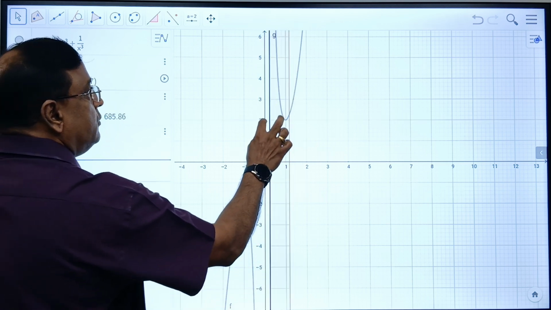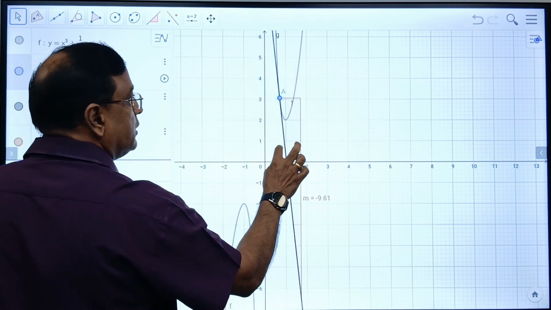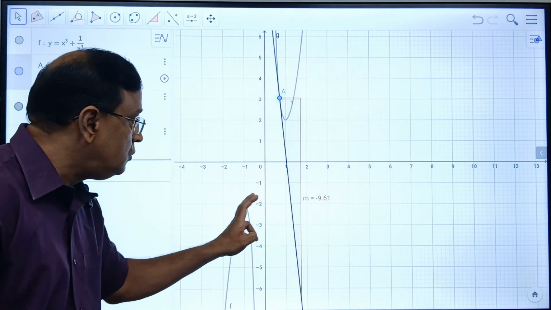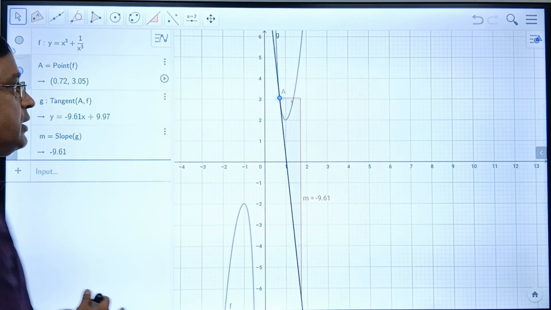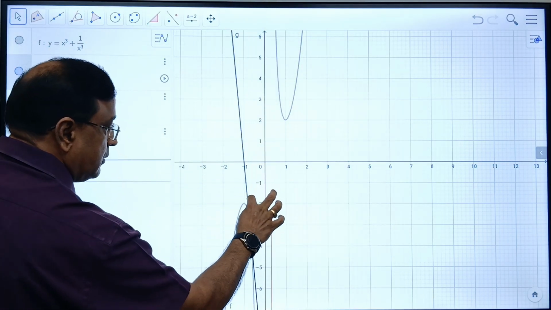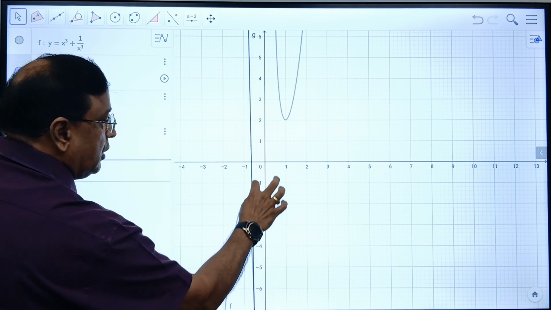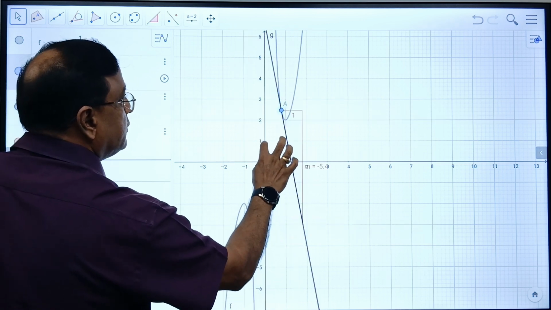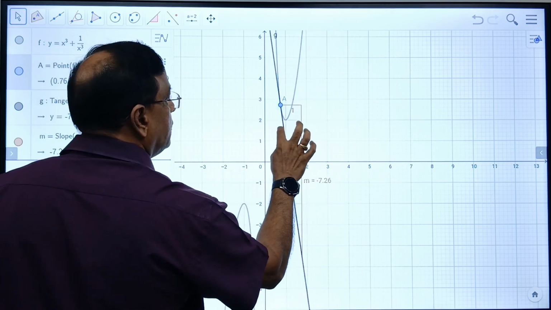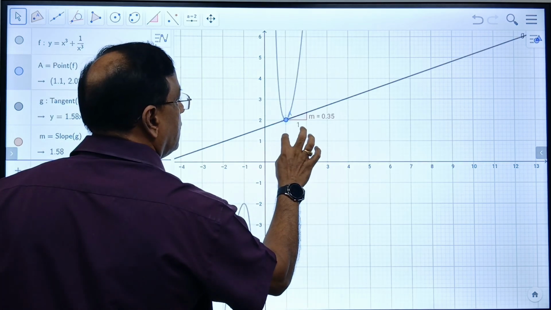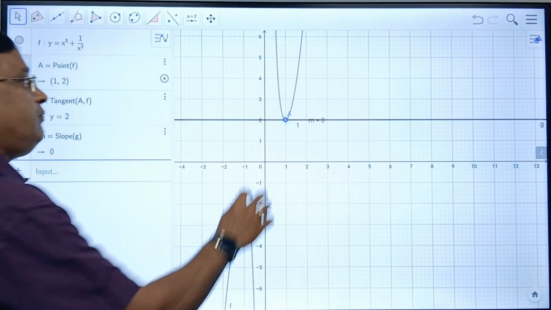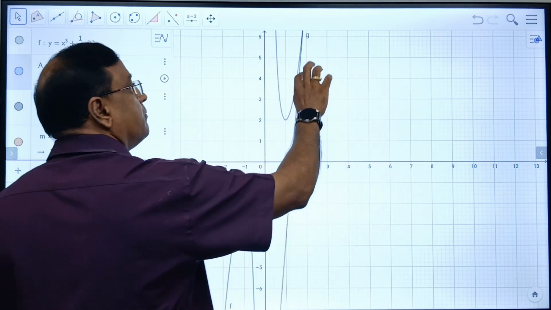Correct? And then it continues here. You see, it is still decreasing only. From minus 1 to 1, it is still decreasing. You can see for yourself. It was here, right? It was decreasing. Can you see it? Now I am moving from minus 1 to 1. It is still decreasing. Now when you reach 1, the slope is 0. And then from 1 to infinity, it is increasing.